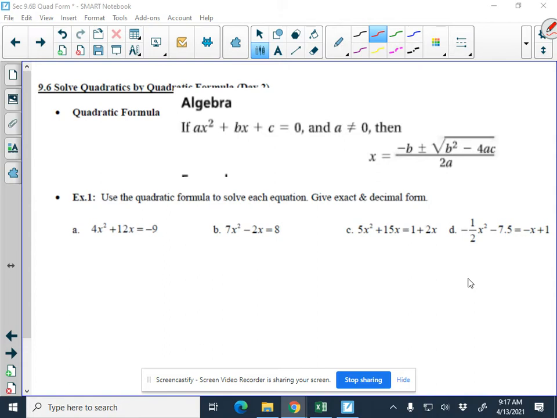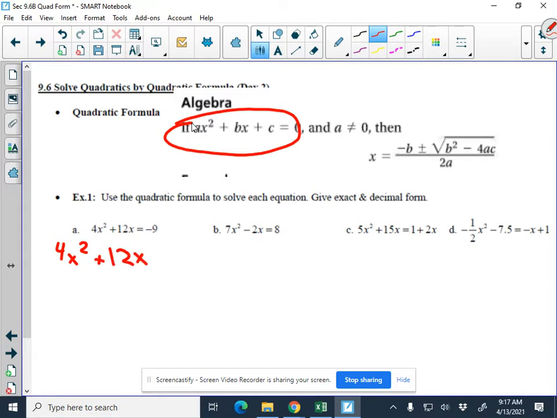Quadratic function: ax squared plus bx plus c equals 0. We want to set it equal to 0. So one of the first things we want to do is get it set equal to 0. To set this one equal to 0, I am simply going to move the 9. Okay, so now it's set equal to 0.